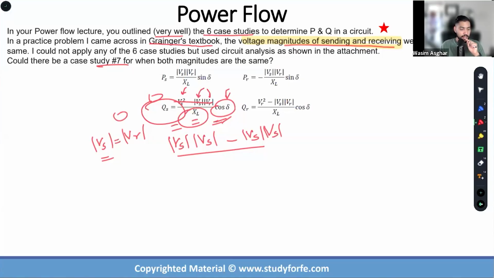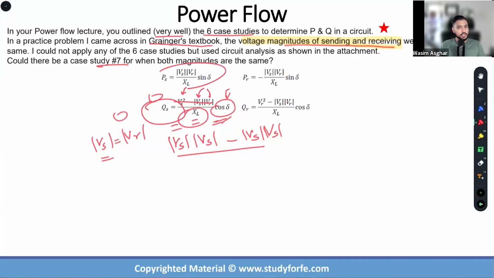Does it make sense, guys? How did we answer this question? Using first principles. Did we have to memorize anything? No. We learned what power flow is. We learned the equations, what the real power depends on, what the reactive power depends on. And then from that point onwards, it was just an extrapolation of our understanding.